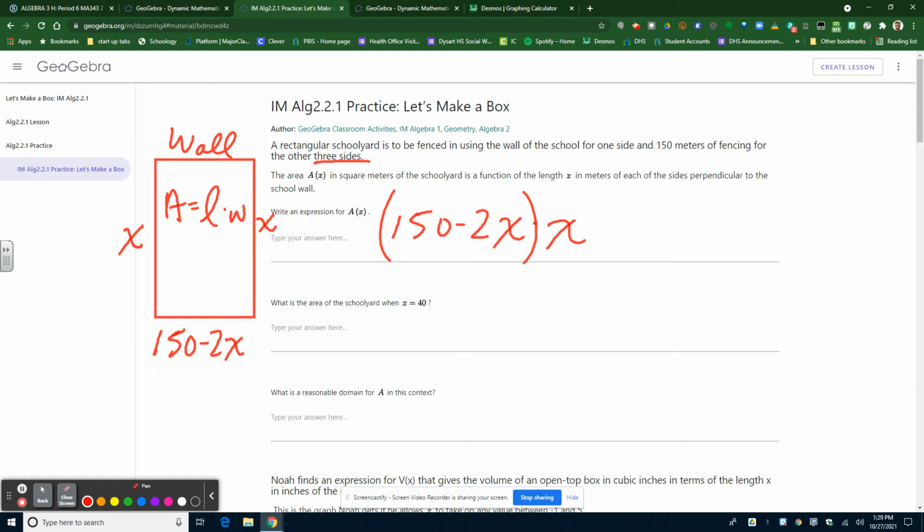Okay? So now the question is, what's the area going to be when x is 40? And unlike yesterday, they didn't give us a tool. So what tool should we use today? Desmos. So go to Desmos, plug in the 40, and find the area.